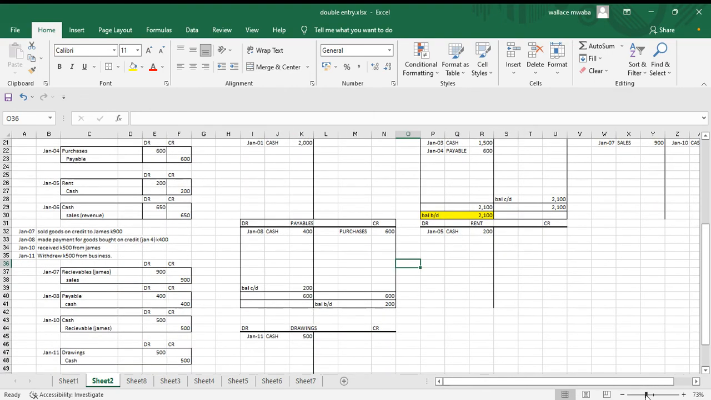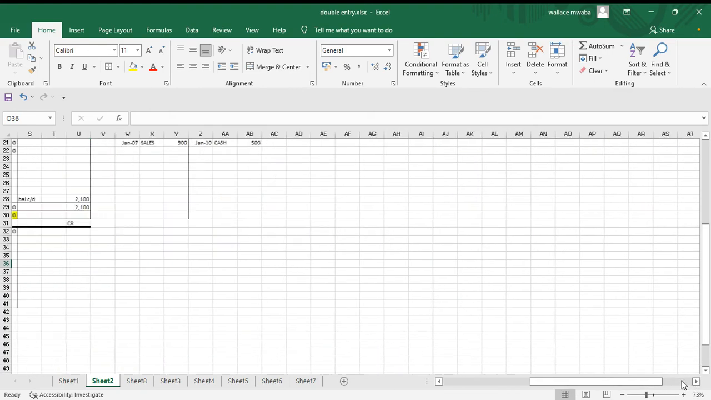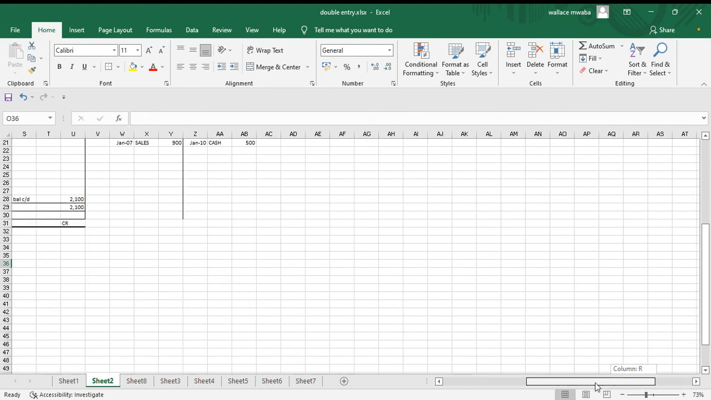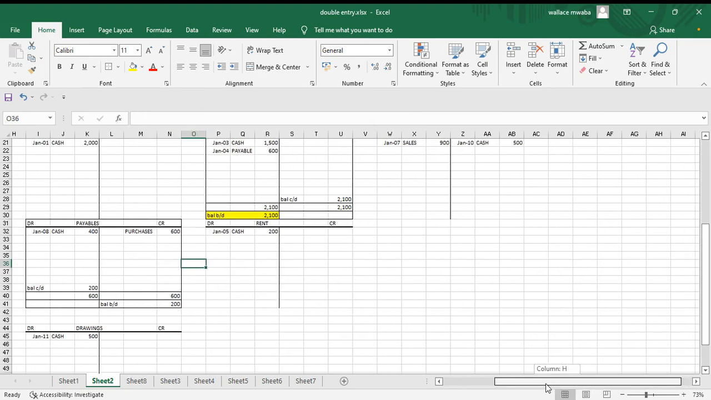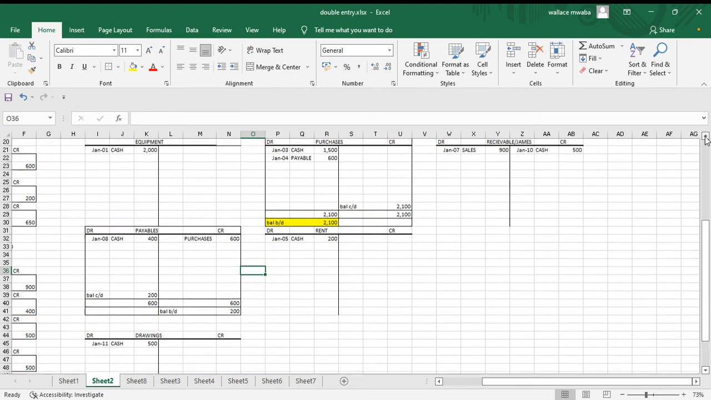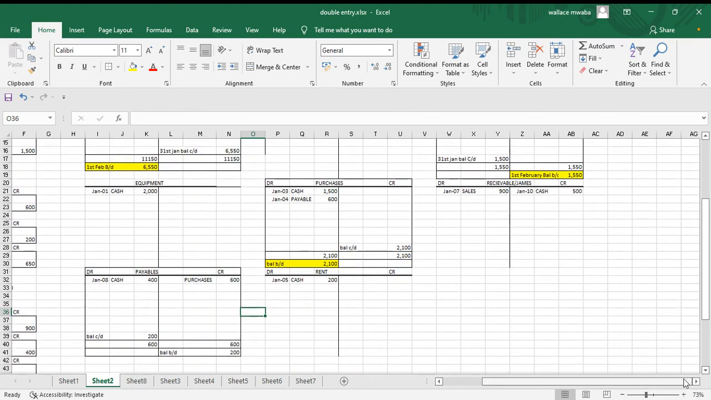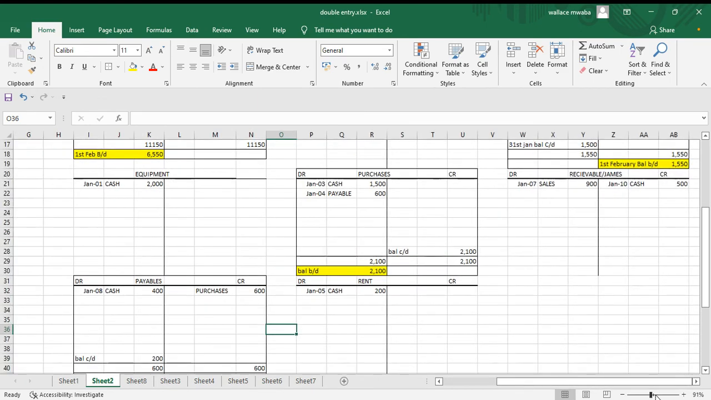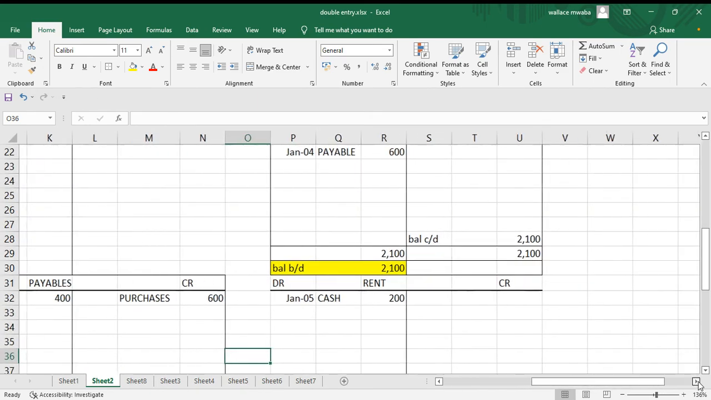Let's see, drawings also has just one amount. Drawings rent has just one. Okay, we'll go to our receivables here, receivable James.